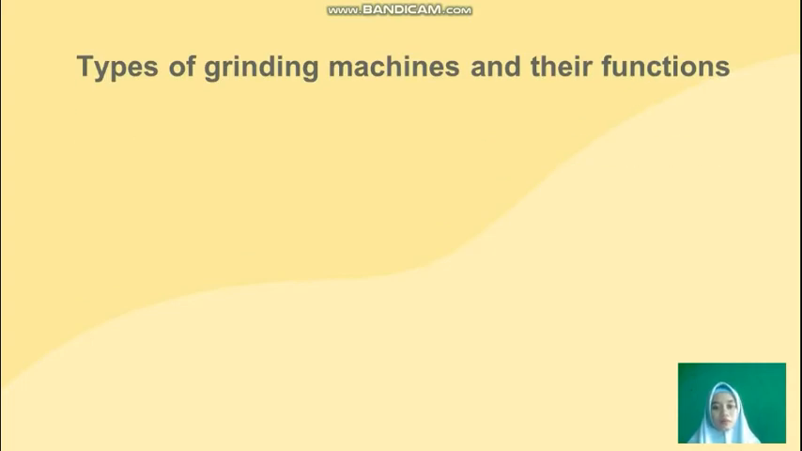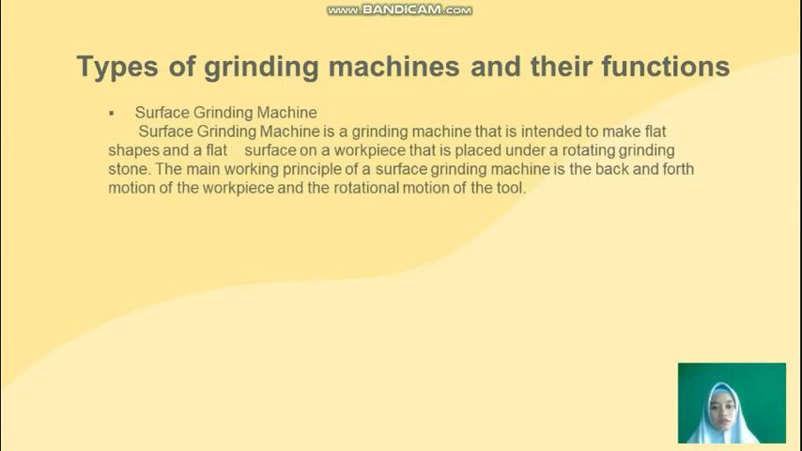Types of grinding machine and their functions. Surface grinding machine. A surface grinding machine is a grinding machine that is installed to make a flat surface on a workpiece that is flat under a rotating grinding stone. The main working principle of a surface grinding machine is the back and forth motion of the workpiece and the rotational motion of the tool.